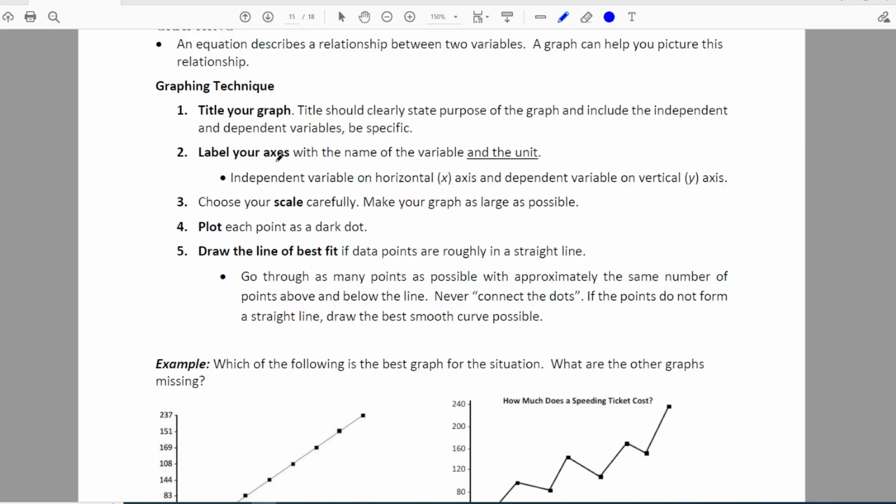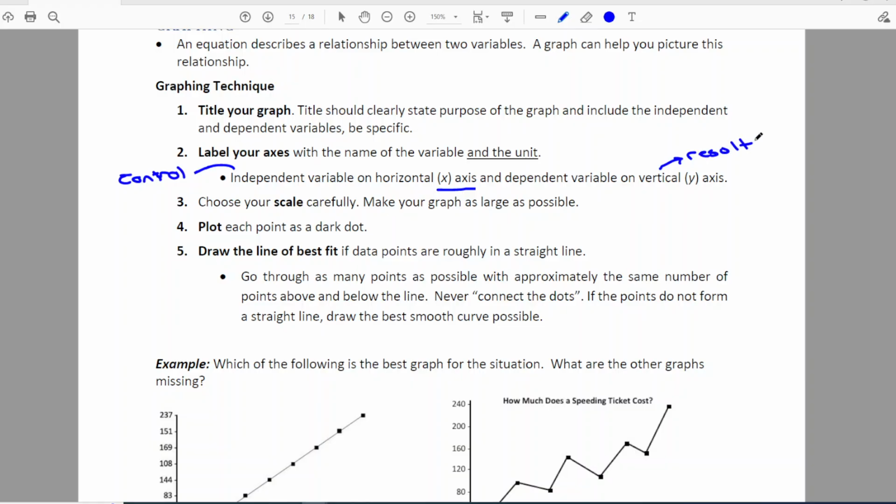So your axes will be labeled with the variable and the unit, and your independent variable is your x-axis. In other words, I think of this as your control. Independent is the one that you control. So in a lab, it's the one that you're changing, whether this be changing mass, whether this be changing velocity. And then your dependent variable is your vertical axis, and this is your result.